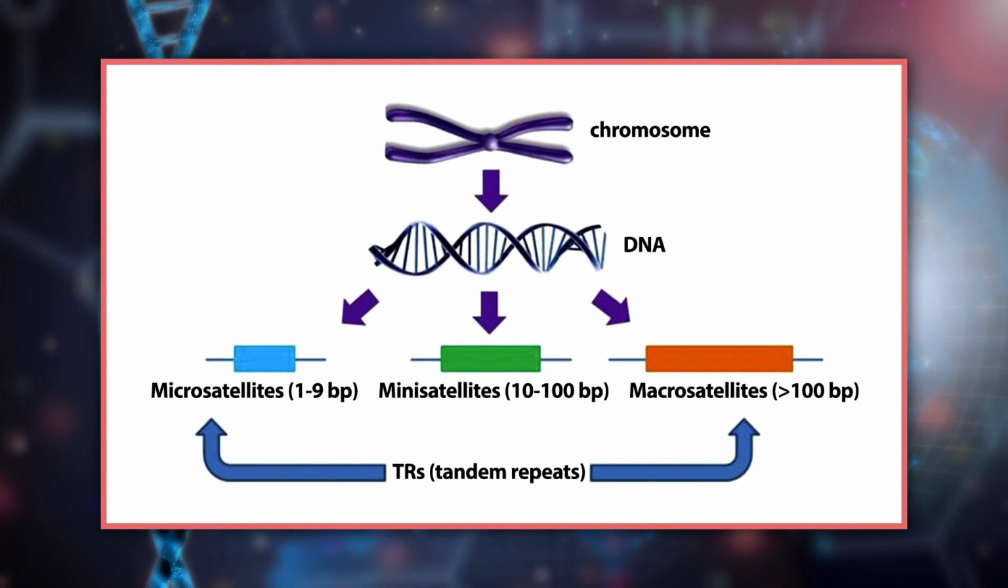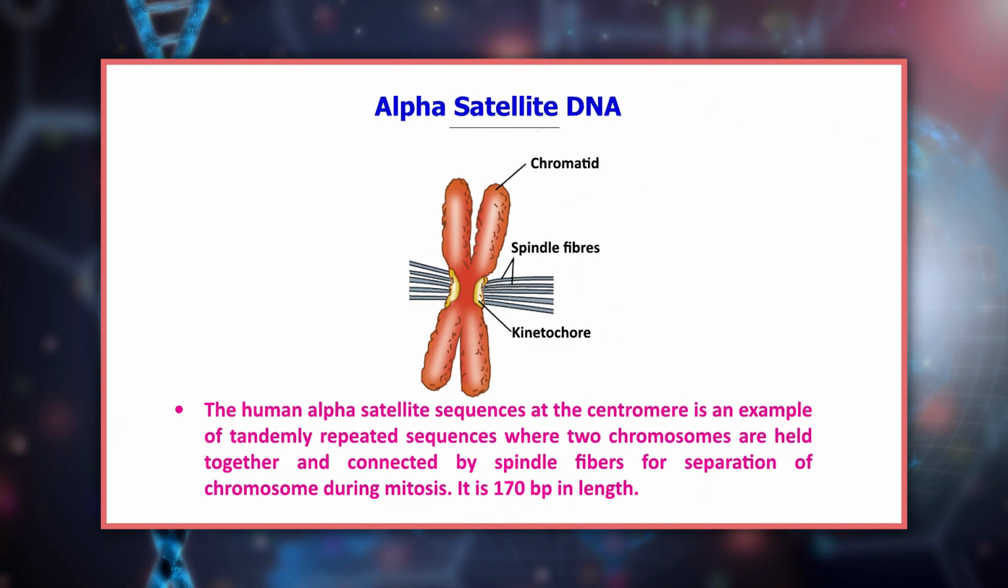They are also called macrosatellites. They are large tandem repeat arrays spanning hundreds of kilobases to megabases composed of repeat units of wide range of sizes that can display a higher order structure. Alpha satellite or alphoid DNA is a good example of the satellite. It is 170 base pairs in length. Their detailed structure is difficult to study due to their size and repetitive nature.